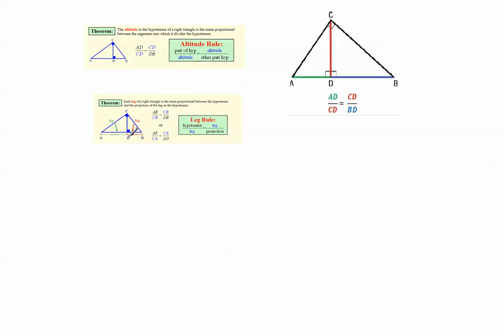I can set up all kinds of proportions, but geometric mean is going to be playing with a couple of specifics. Let's go ahead and take a look at 2 of the shortcuts. And a lot of people call these theorems because they're geometric proofs, so they're theorems. And one's altitude rule and one is leg rule.